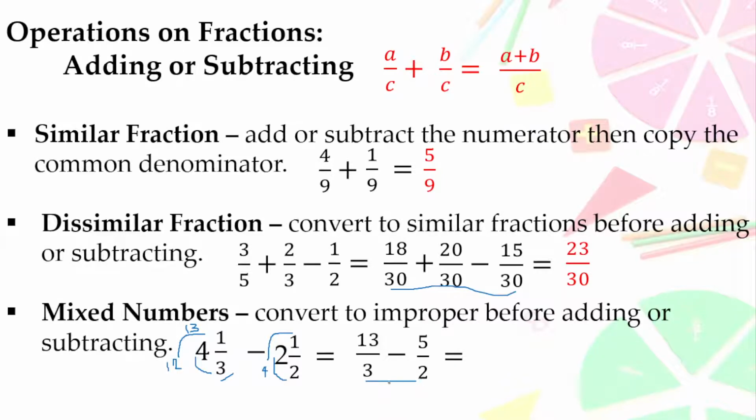So, we'll just simply put 6 here. And then, 6 divided by 3, you will get 2. And then, 2 times 13, we will get 26. Okay? And then, copy the minus sign. And then, 6 divided by 2, we will get 3. And then, 3 times 5, we'll get 15. Okay?